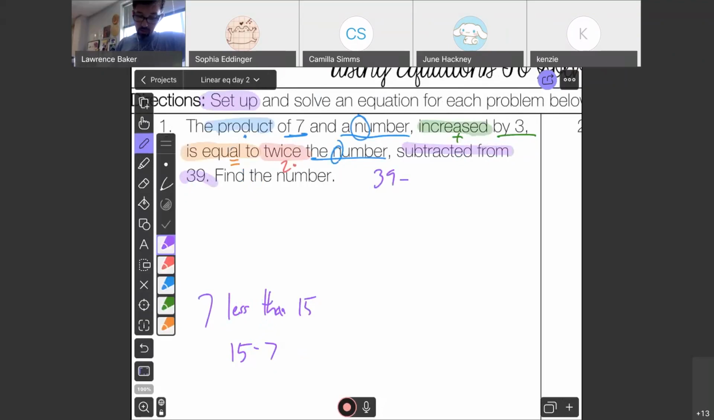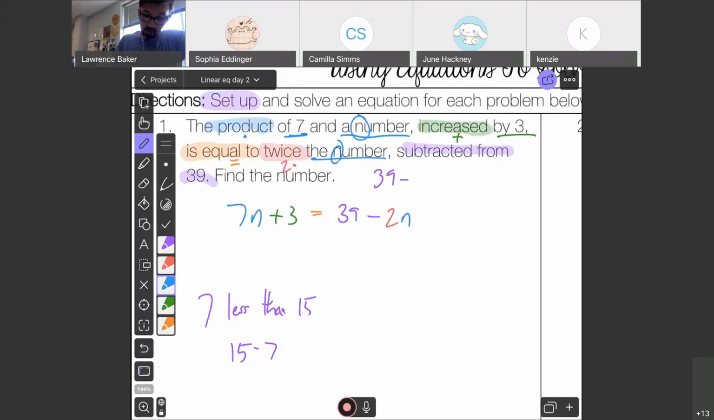So the first thing it said was product of 7 and a number. So I said that was going to be 7 times n, which of course is just 7n. Increased by 3, which we said was going to be plus 3. Is equal to, so we need an equal sign. Twice the number, so 2 times that number, which was n again. And then subtracted from 39. Oh, I forgot, I wasn't paying attention to myself. I was supposed to say 39 minus 2n. That 39 has to go in front, right?